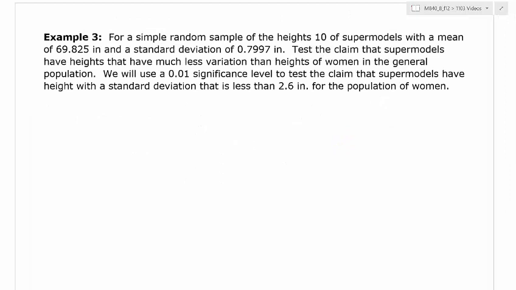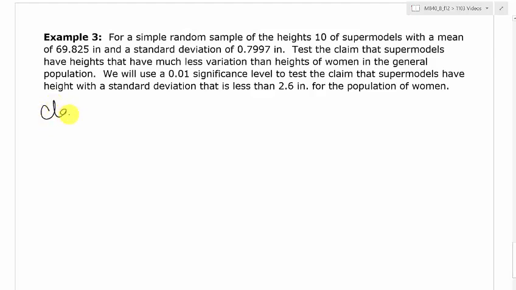For our last example, a simple random sample of the heights of 10 supermodels with a mean of 69.825 inches and a standard deviation of 0.7997 inches tests the claim that the supermodels have heights that have much less variation than heights of women in the general population. We will use a 0.01 significance level to test the claim that supermodels have heights with a standard deviation that is less than 2.6 inches for the population of women.